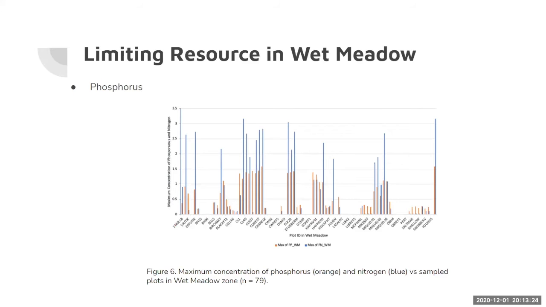This next graph is the same as the first. However, it presents data for the wet meadow zone. And again, the limiting nutrient of this region with respect to our two elements is phosphorus.